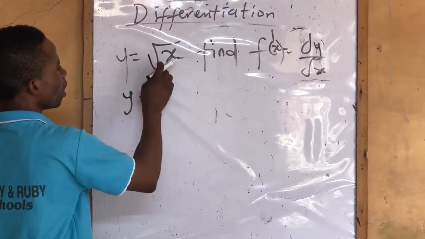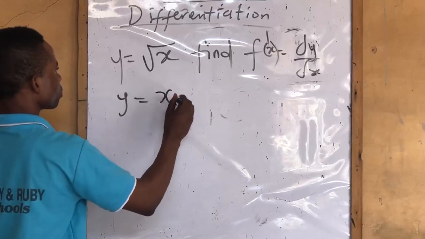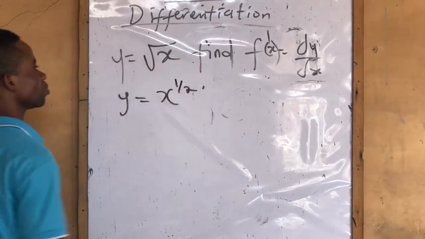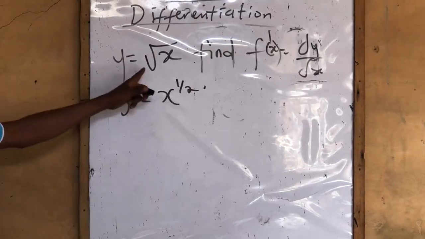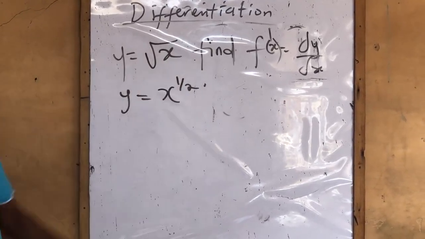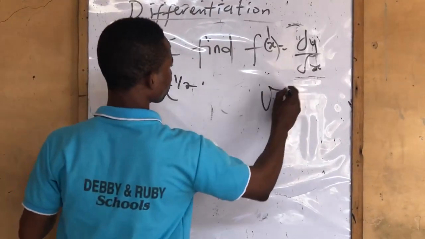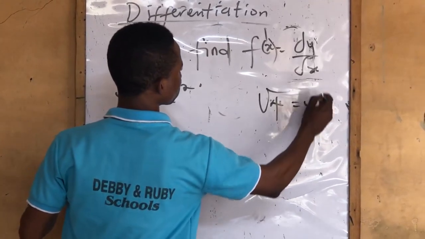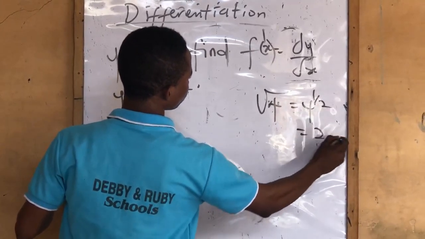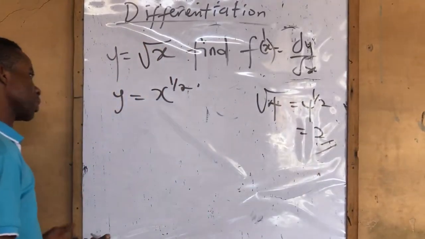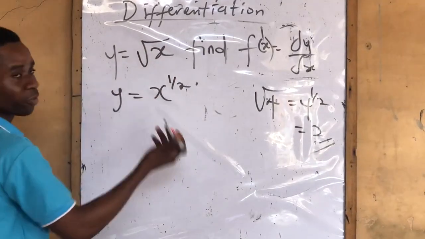Okay? Now, if they give me something like this to differentiate, that means I have to change, I will say y equals to root of x also means x raised to power 1 all over 2. This means half, it means half. So that means in mathematics, if you have something like this, root 4 means this, which is also 2, because square root of 4 is 2. Now, can I differentiate? I can differentiate it now.